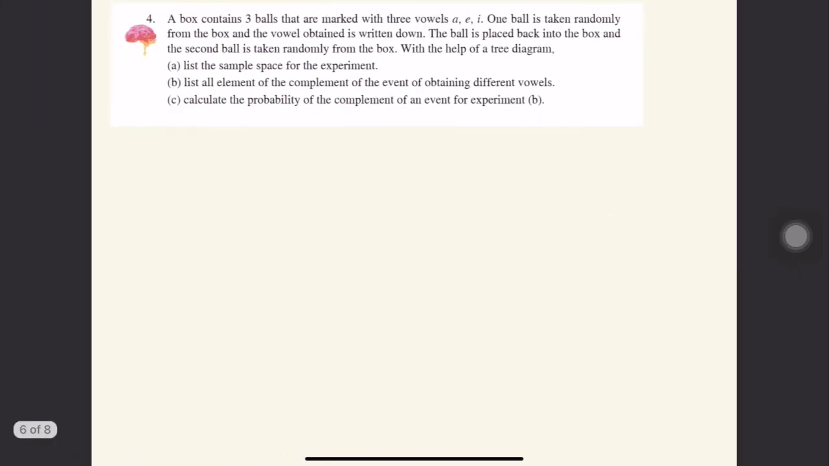Okay, let's proceed with number 4. A box contains 3 balls that are marked with 3 vowels A, E, I. One ball is taken randomly from the box and the vowel obtained is written down. The ball is placed back into the box and the second ball is taken randomly from the box. With the help of a tree diagram, list the sample space for the experiment.